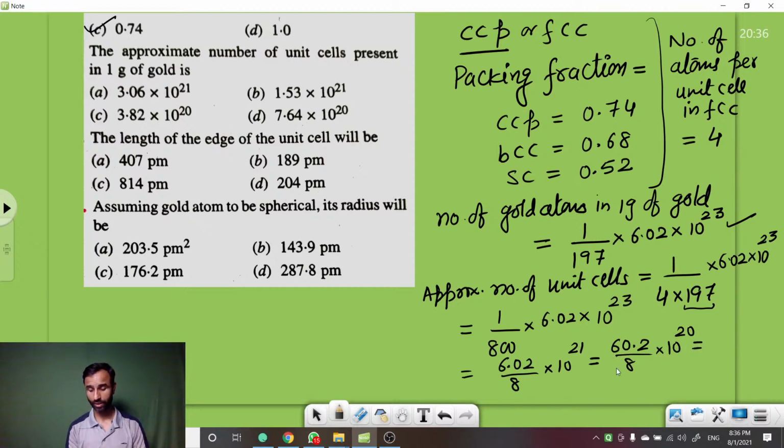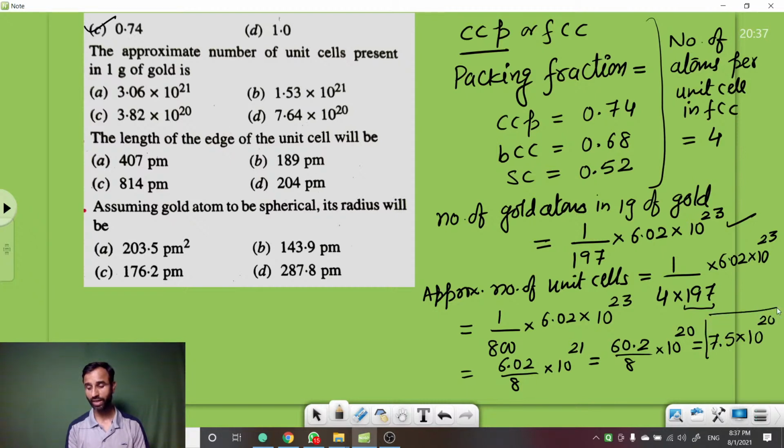So 8 × 7 is 56, 42. So 8 × 5 is 40, right? So 7.5 × 10^20.